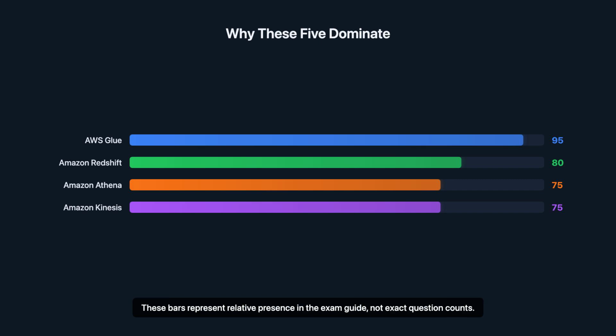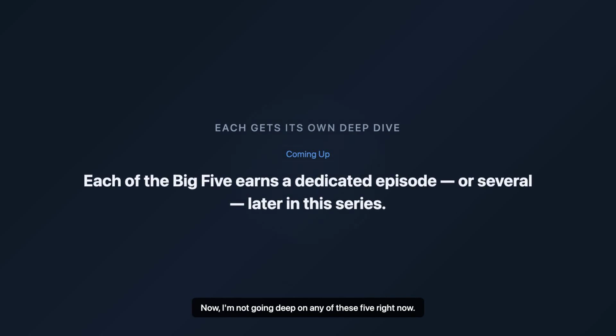These bars represent relative presence in the exam guide, not exact question counts. But the message is clear. Master these 5 and you've covered the ground that matters most. Now, I'm not going deep on any of these 5 right now. Each one earns its own dedicated episode later in the series, and Glue and Kinesis get more than one because the surface area is just that big. Right now, you only need to know the names, and that they sit at the center of the exam.